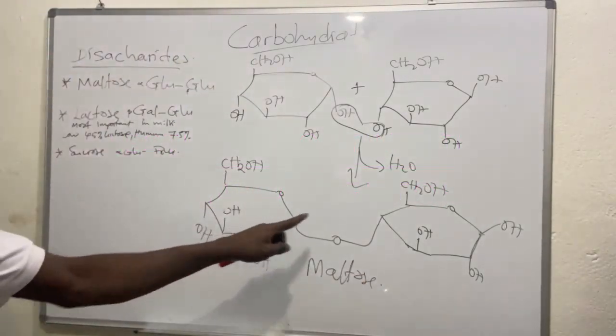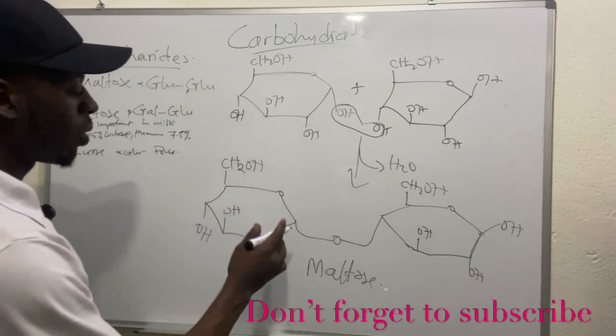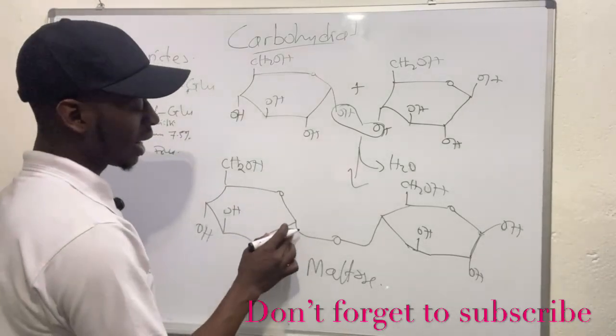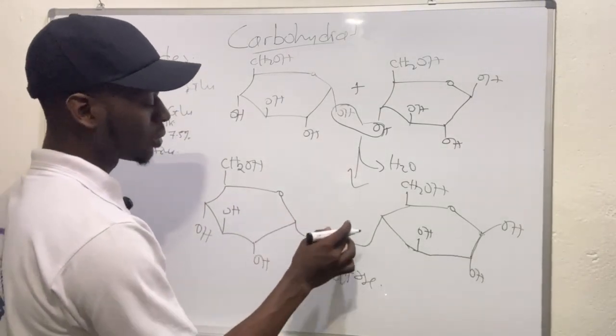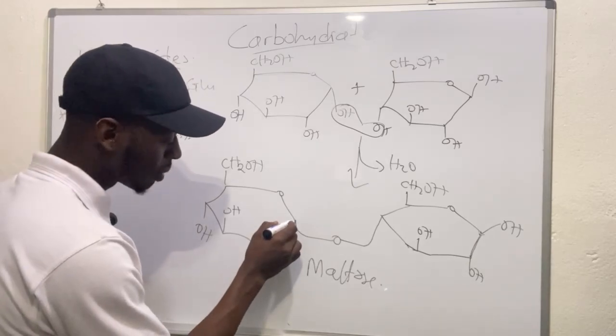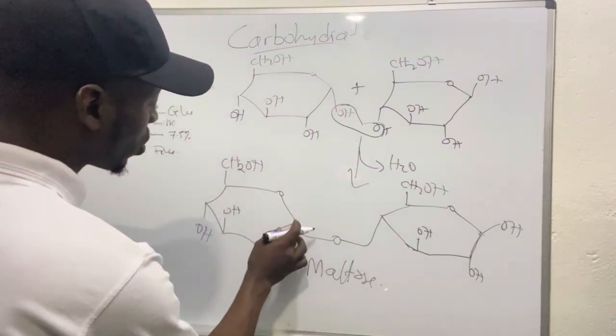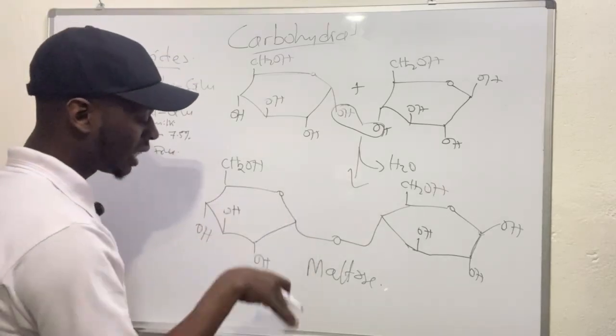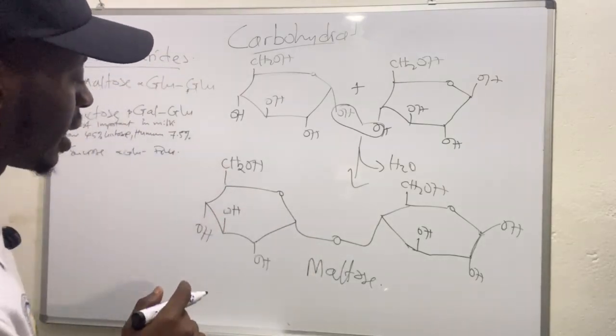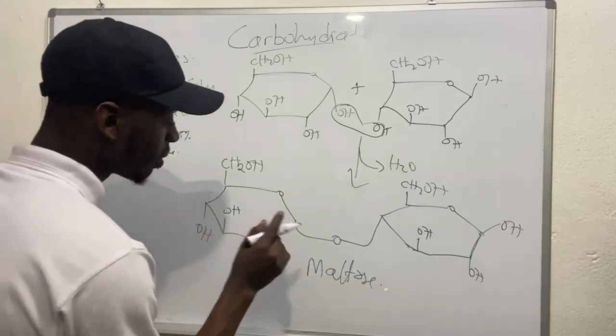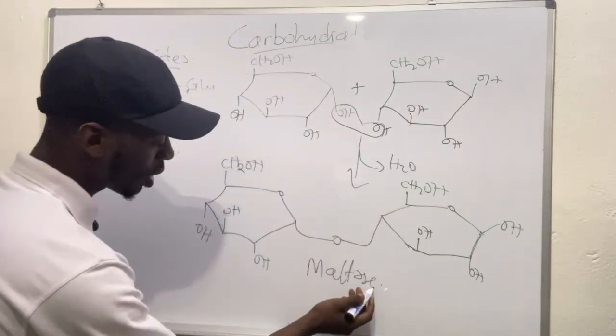which is formed from 2 glucose residues. And the kind of bond that is formed here is known as an alpha glycosidic bond. Alpha because the bond is formed in the alpha direction. Remember, we said when the hydroxyl group that is found on the anomeric carbon is pointing below, it is in the alpha direction. Now, the common name of this disaccharide is known as maltose.